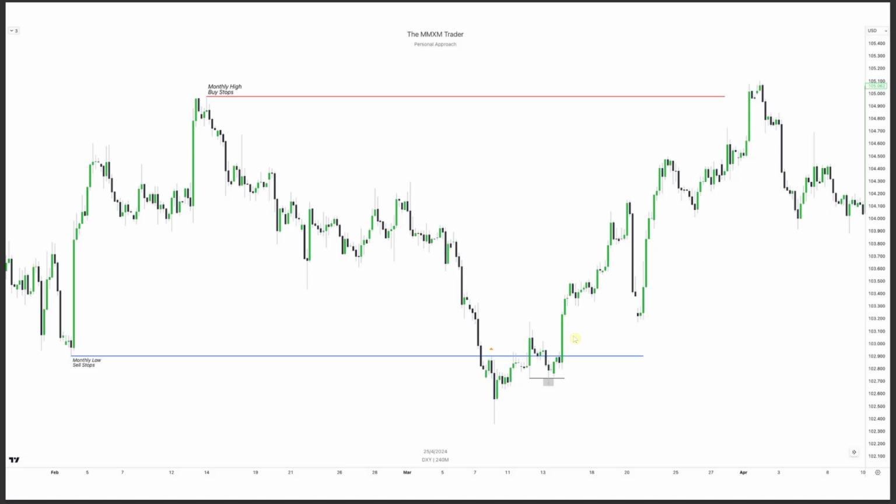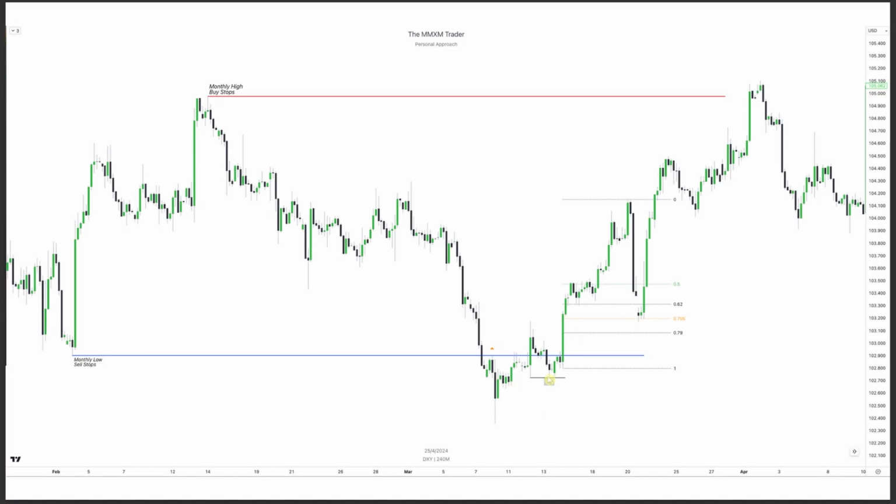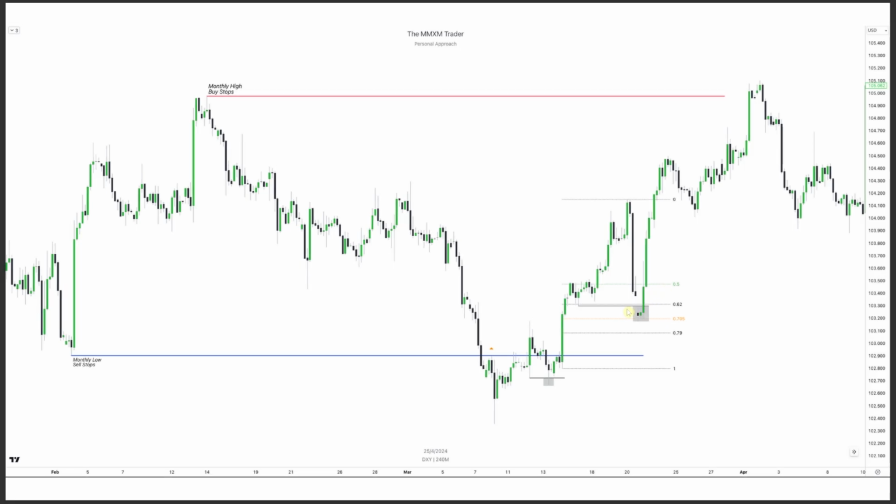So again, what are we going to be looking for afterwards? We're going to be looking for a change in the state of delivery on the 4-hour or the 1-hour, or we're going to be looking for a 50 to 62% retracement level. So what does this look like? If after we had the purge, we have a new range formed as well, right? So we can put our Fibonacci on here, and we're going to be looking for the 50 to 62% retracement level where we can take entry from.